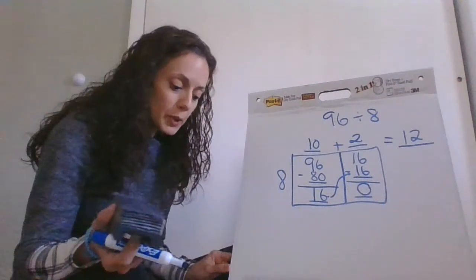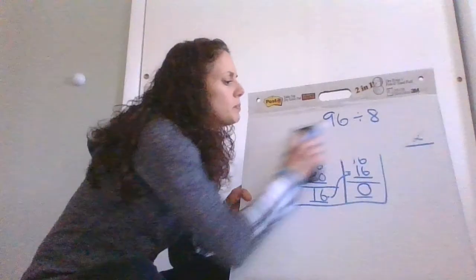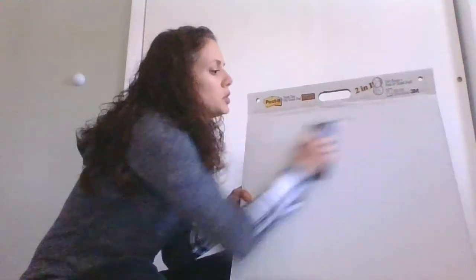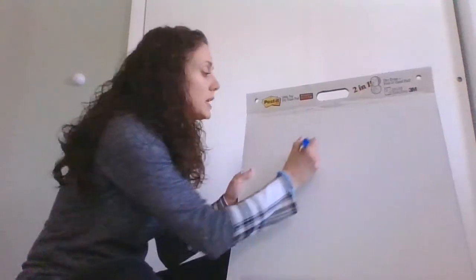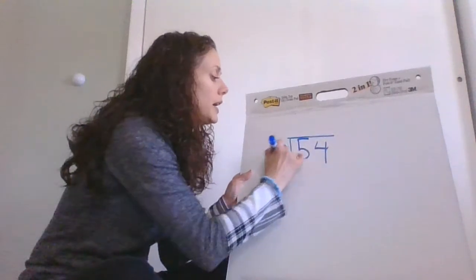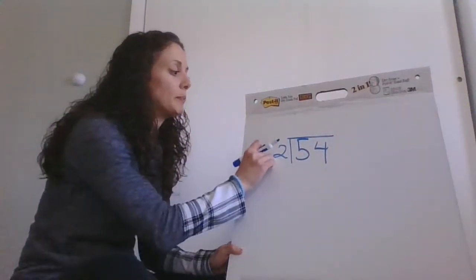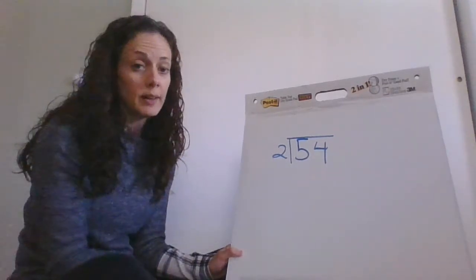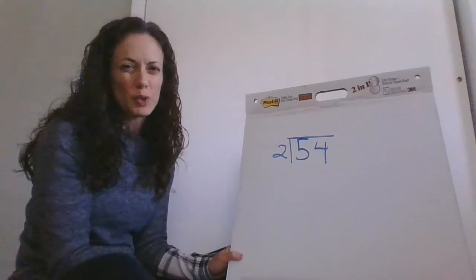For numbers 3 through 6, it's just straight up solving division problems. Number 3, for example, is 54 divided by 2, right? We would start this one by saying, remember, we always start with 10. 2 times 10 is 20. Too little.